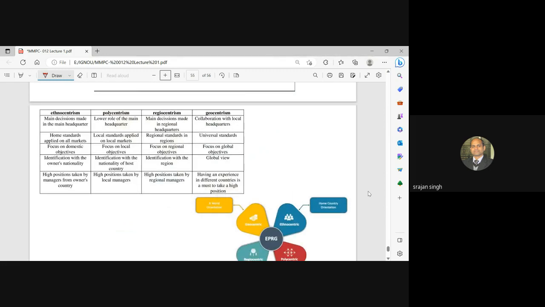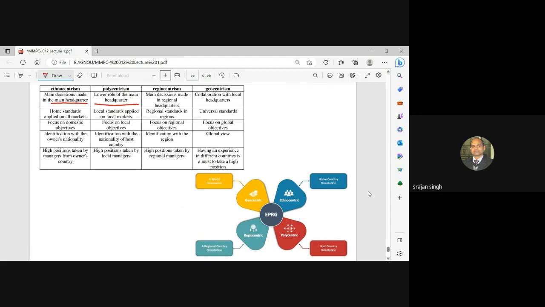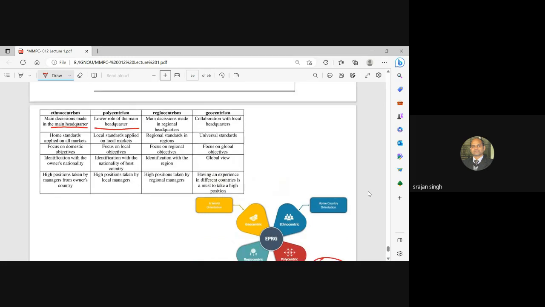Now the difference and explanation amongst all these four. In ethnocentrism, main decisions are made in the main headquarters. In polycentrism, there is a lower role of the main headquarters. And why a lower role of the headquarters? Because it is concerned with the host country only. Then regiocentrism, main decisions made in regional headquarters. In geocentrism, collaboration with local headquarters.